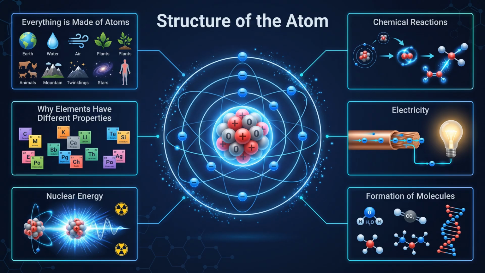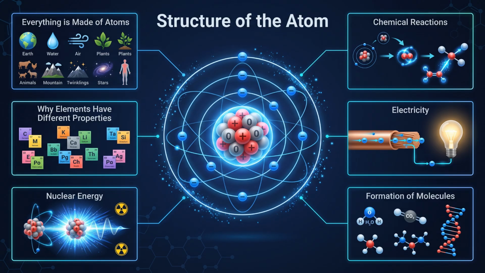The universal building blocks. Branching out from the center, the infographic highlights 6 major areas where atomic structure dictates how our world works. Starting in the top left, the Everything is Made of Atoms panel reminds us that from the water we drink and the plants we grow, to the stars in the night sky, absolutely all matter is constructed from these tiny units. Moving down to why elements have different properties, we see a snapshot of the periodic table. The reason an element like carbon acts completely differently from silver comes entirely down to the specific number of protons, neutrons, and electrons inside their respective atoms.